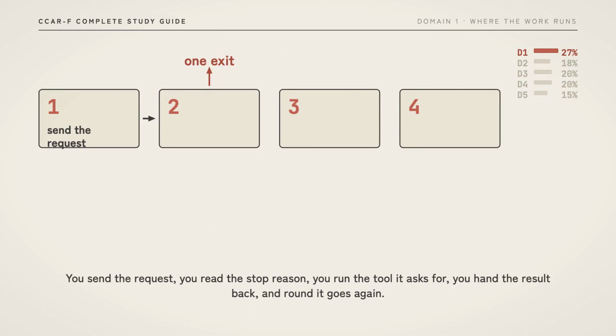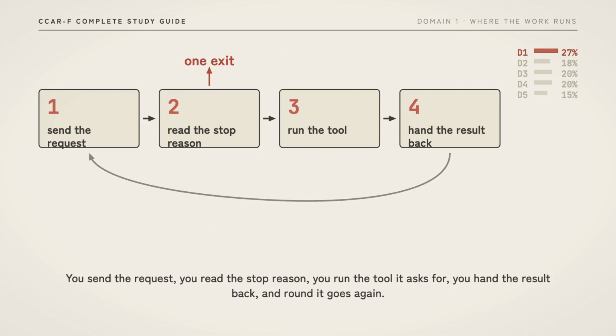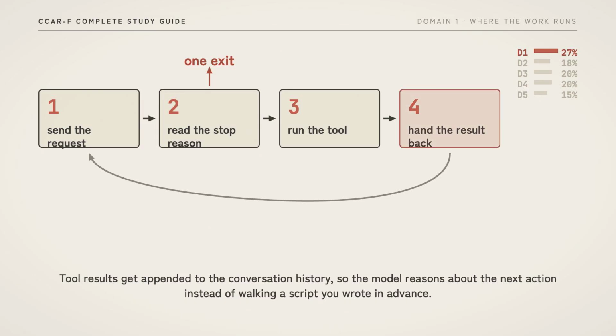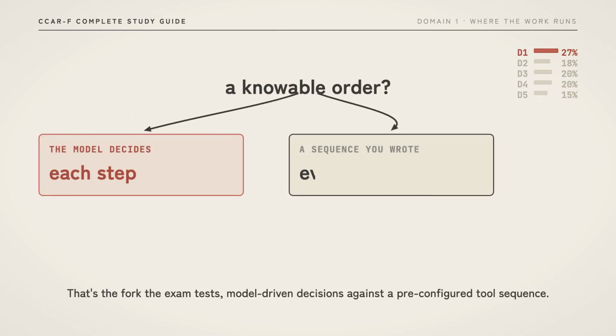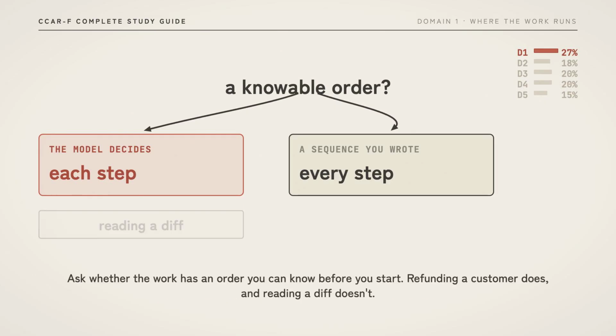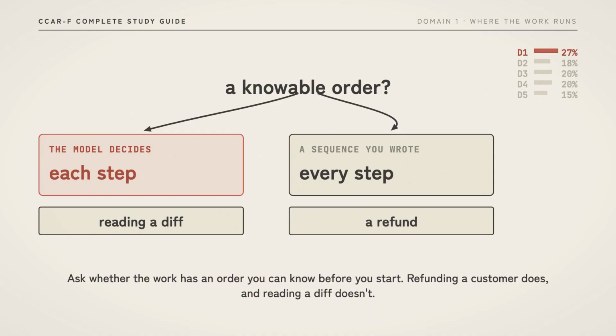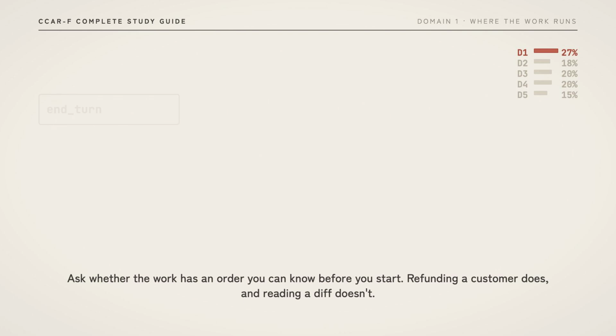You send the request, you read the stop reason, you run the tool it asks for, you hand the result back, and round it goes again. Tool results get appended to the conversation history, so the model reasons about the next action instead of walking a script you wrote in advance. That's the fork, the exam tests model-driven decisions against a pre-configured tool sequence. Ask whether the work has an order you can know before you start. Refunding a customer does, and reading a diff doesn't.